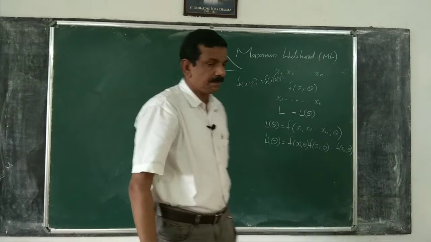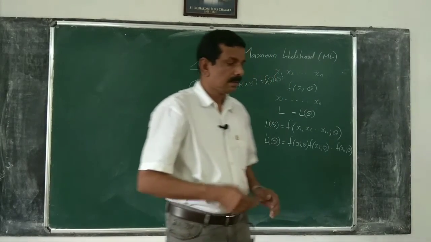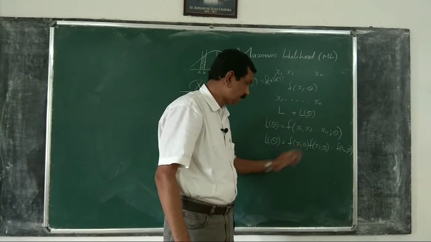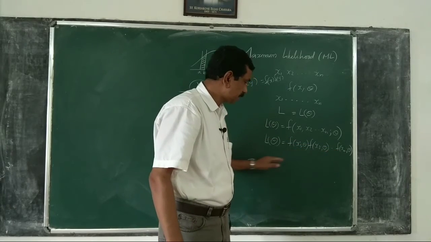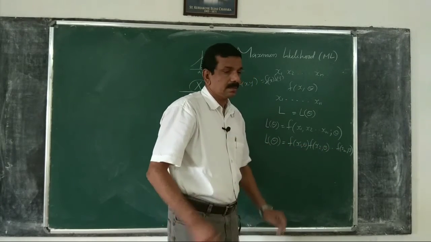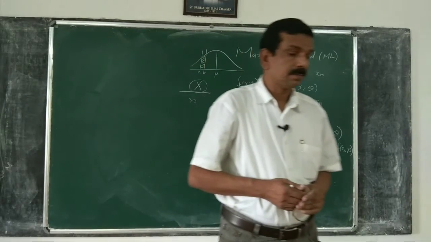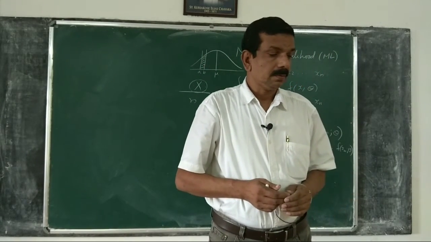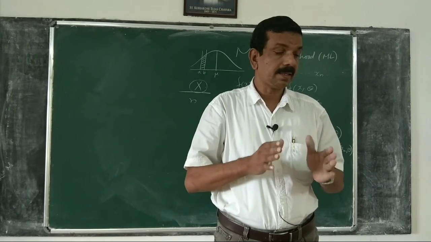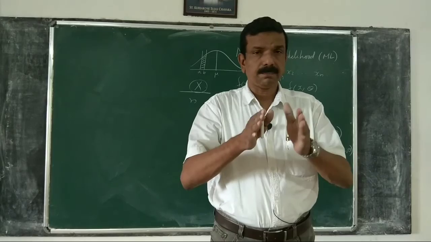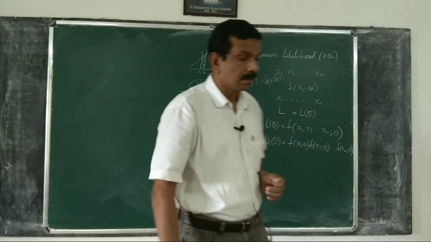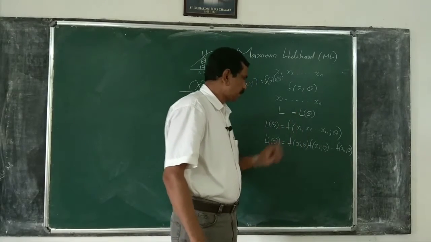The method of maximal likelihood consists of choosing the value of theta in such a way that the value of L(theta) is as large as possible. Now, L(theta) gives the likelihood that the random variable assumes a particular set of values x1, x2, etc. xn. Now there is one point I want to say here.